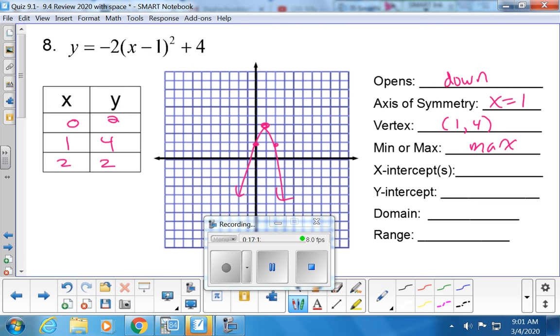What do you guys think? 2.5 maybe? And maybe negative 0.2? No. The y-intercept is 0, 2. That's where it touches the y-axis. Domain, negative infinity to infinity. And range, negative infinity to 3.